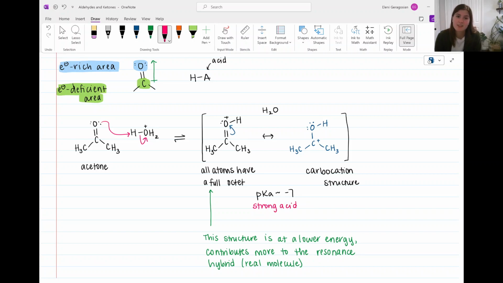So that tells us that aldehydes and ketones are weak bases. Or let's say weakly basic. So the key takeaway here from this video is that aldehydes and ketones are weakly basic at the carbonyl oxygen. So long as a strong enough acid is present in solution, then some of the acetone or some of the aldehyde or ketone molecules will be protonated in solution.